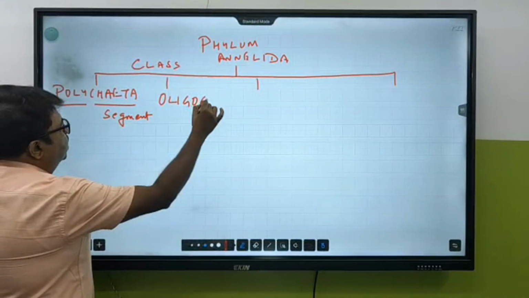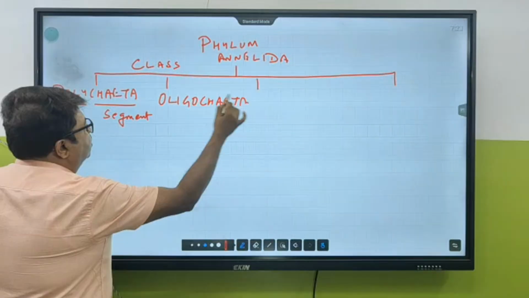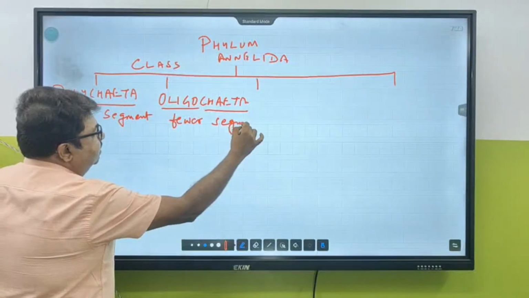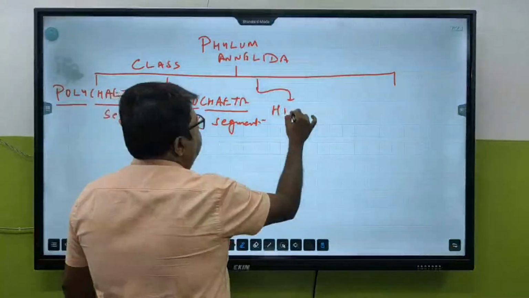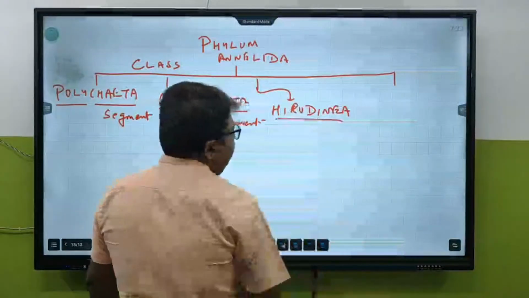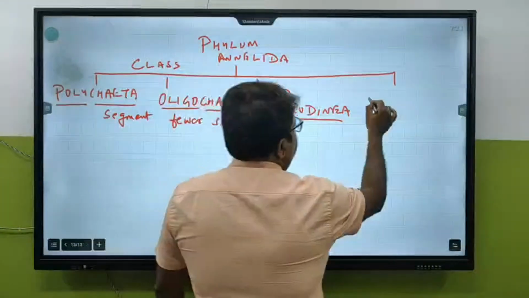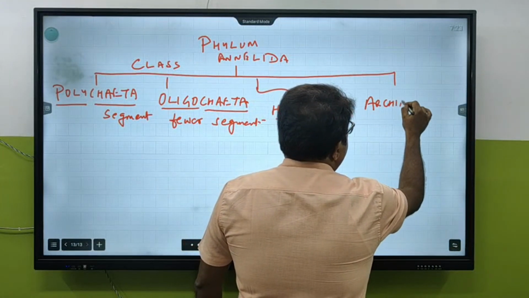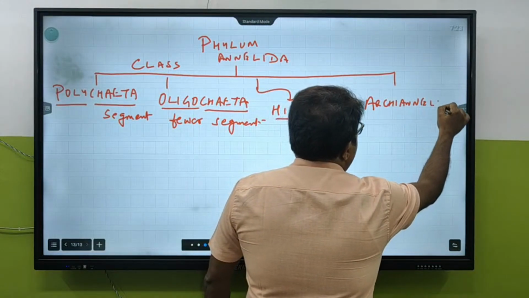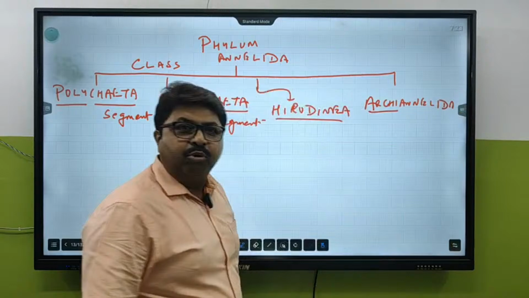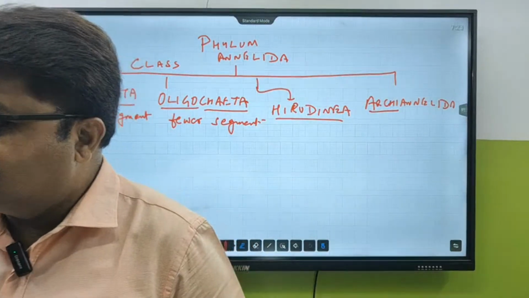The second one is Oligochaeta. What is oligo? Few. Chaeta means setae. Few setae. The third one is Hirudinea. The next class, Polychaeta. And the last one, Archiannelida. What does archi mean? Old or new? Old.